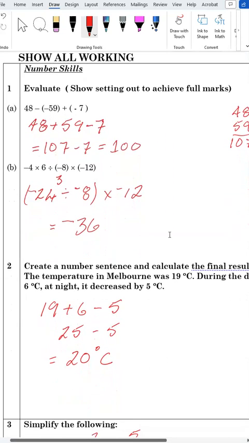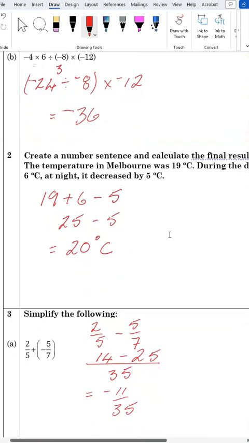Then negative 4 times 6 divided by negative 8 times negative 12. Negative 24 divided by negative 8, that's 4 times there. Start from the left. Negative 24 divided by negative 8 becomes 3. Negative divided by negative, multiplied by negative 12, and the answer is 3 times negative 12, negative 36.